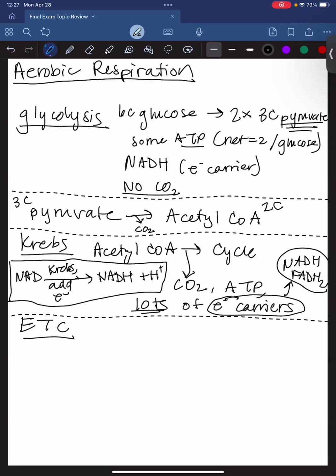The whole point of Krebs is to make our electron carriers. The whole point of glycolysis is to make pyruvate so that we can cycle pyruvate into acetyl-CoA and then push that into the Krebs cycle to make our electron carriers. Then the whole point of these two is to get to the electron transport chain. In the electron transport chain, your NADH and its H plus that comes with it give an electron into the electron transport chain, which is a set of proteins on our membranes.